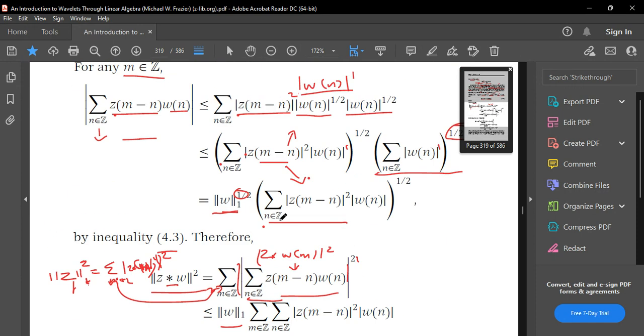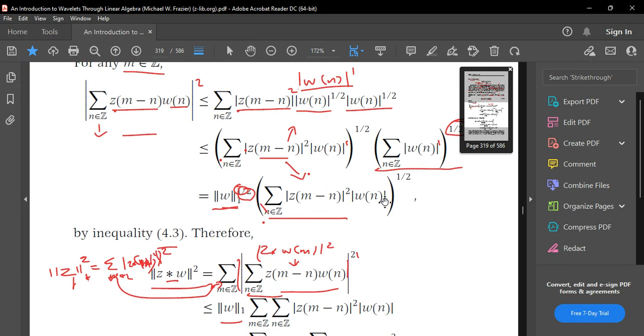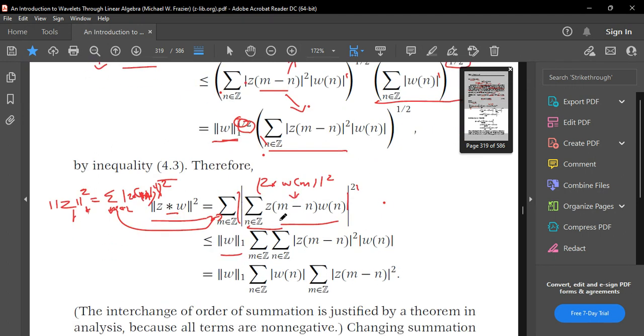One minute, we have not squared here; square both sides. When we square, this 1/2 goes away, and here the 1/2 also goes away. What remains is the norm of w in ℓ1, which is written here, and this summation over m belonging to Z. The norm of w1 is a constant, so we can take this constant in front of the summation. This modulus of the infinite sum will be less than or equal to the summation of individual moduli that we have seen earlier, that is |z(m−n)| whole square into |w(n)|.